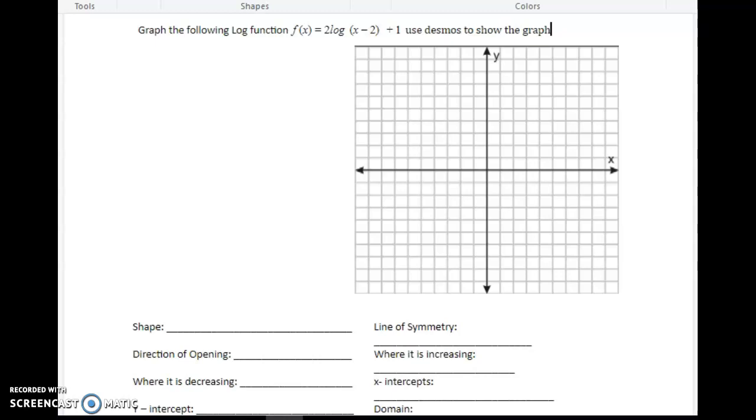Alright, so welcome back to the graphing of a log function. You could use Desmos to show the graph. I'm going to do this kind of the long way, and I'm going to start by putting in the parent function of this graph, and then I'm going to translate it as each of these parameters tell me to change it. So to start with, I'm going to start by doing the log of x.